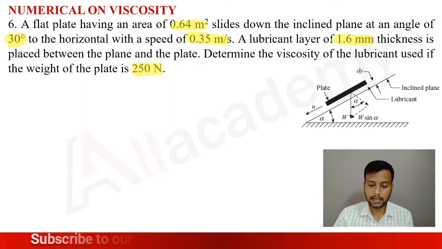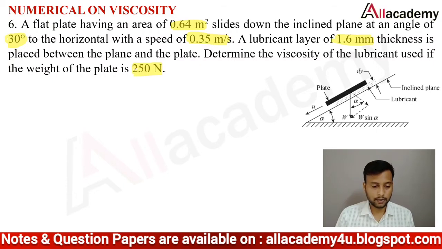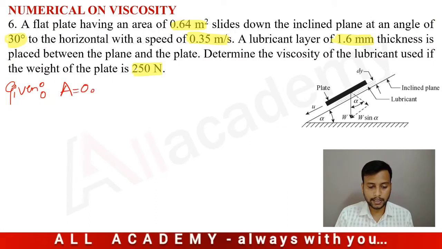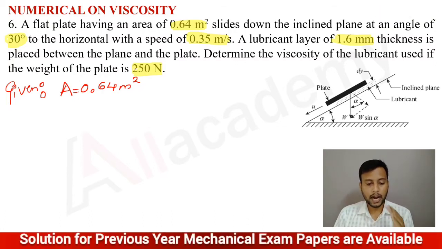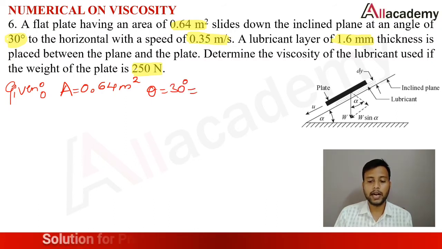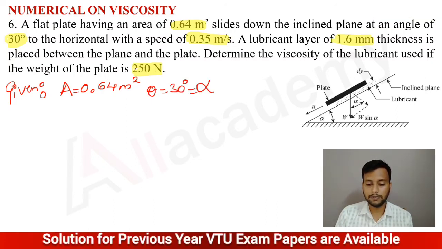Now he says that a plate is given, so you can refer to this figure. A plate whose area is 0.64 meter square, and which is inclined at an angle of theta. So theta is 30 degree, and please note that in some of the textbooks they have mentioned alpha. So this is an inclination theta, that is 30 degree.